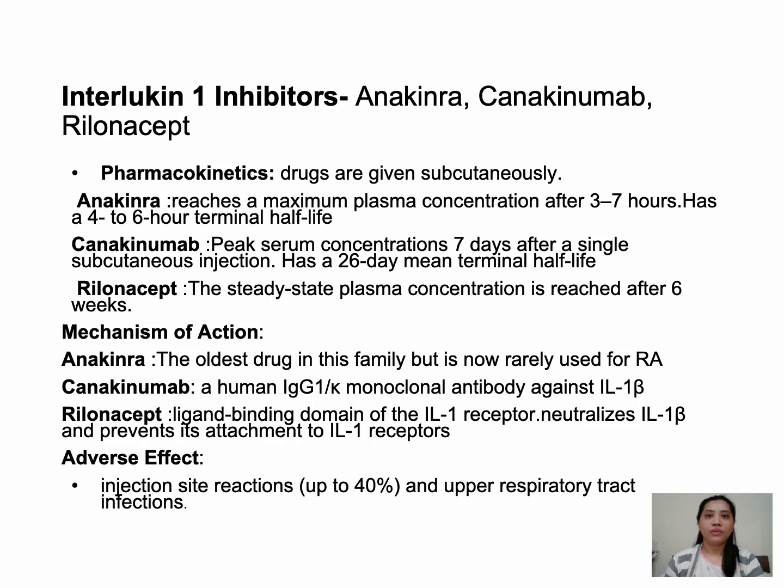Their mechanism of action also differs. Anakinra is the oldest drug in this family but is now rarely used in RA. Canakinumab, on the other hand, is a human IgG1 monoclonal antibody against interleukin-1 beta. Rilonacept is a ligand-binding domain of the interleukin-1 receptor, which neutralizes interleukin-1 beta and prevents its attachment to interleukin-1 receptors. Their adverse effects are injection site reactions, which are common at 40%, and upper respiratory tract infection.